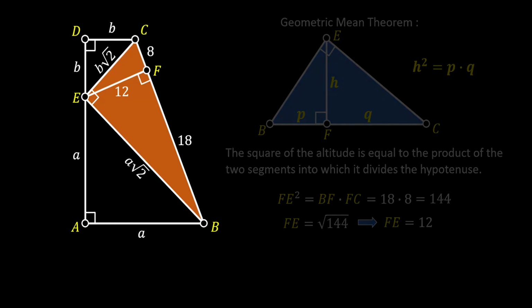Alright, so now you can easily solve this problem by using the formula for the area of the trapezium, and you can find the values of a and b. You can find the value of b square root of 2 as the hypotenuse of the right-angled triangle EFC, and you can use the same logic to find a square root of 2 as the hypotenuse of the triangle EFB. But there is also one really sneaky way to do this without calculating the values of a and b.